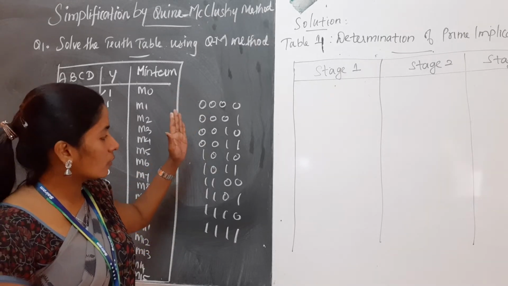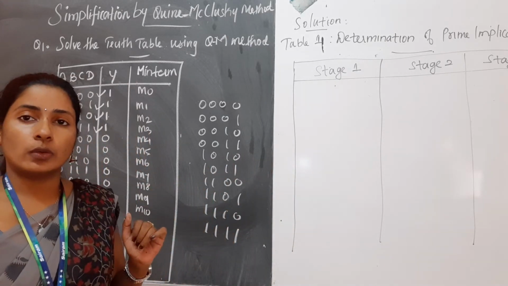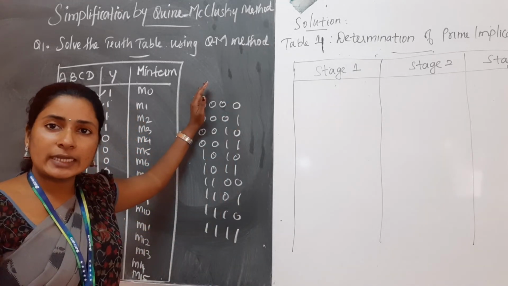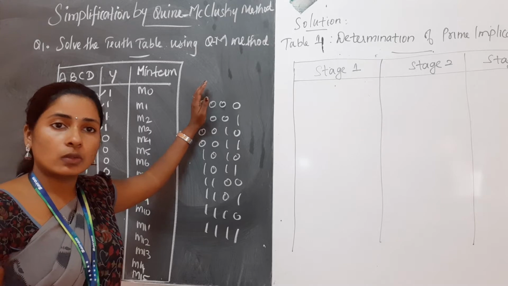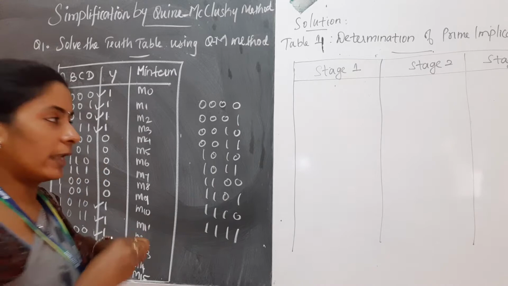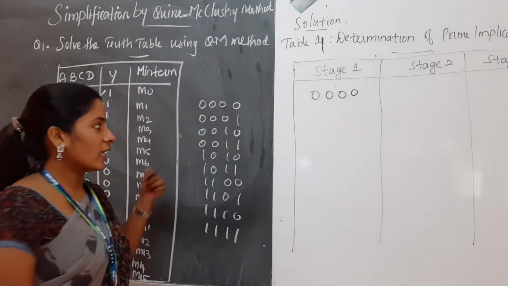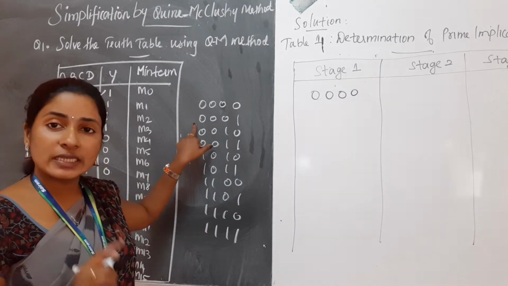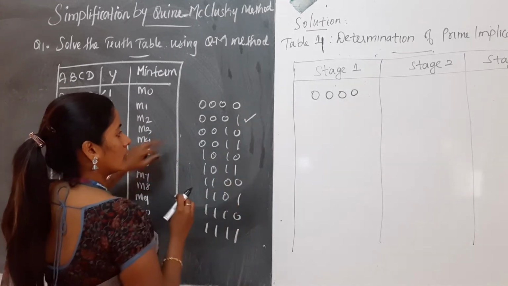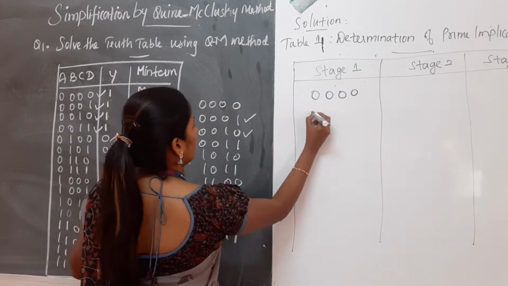Now we are going to write these minterms in stage 1, but we have to change the order. In what order we should write: first you should write the minterm where there is no 1. If you take 0, I don't have any 1, so I will write this 0 first. Next I will search for the minterm where I have a single 1. So here I have a single 1, then here also a single 1. Only 2. So next I will write these.